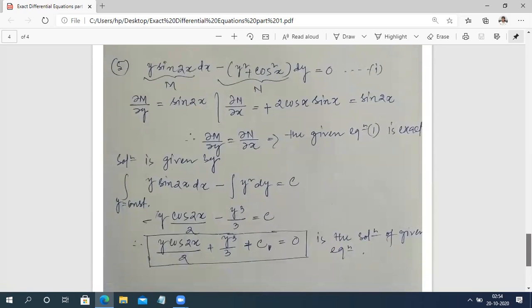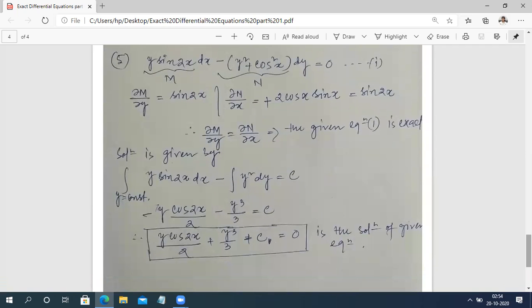Now come to the next question, question number 5. y sine 2x dx minus (y square plus cos x) dy is equal to 0. So this is again of the form m dx plus n dy is equal to 0, where m is y sine 2x and n is minus of (y square plus cos x). So this is your m, this is your n.